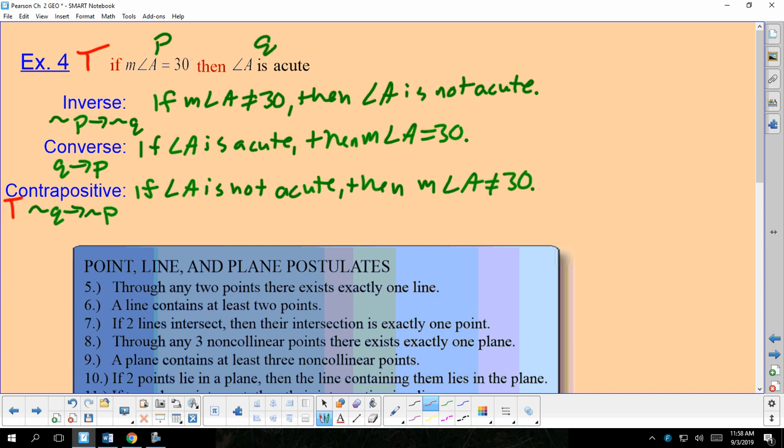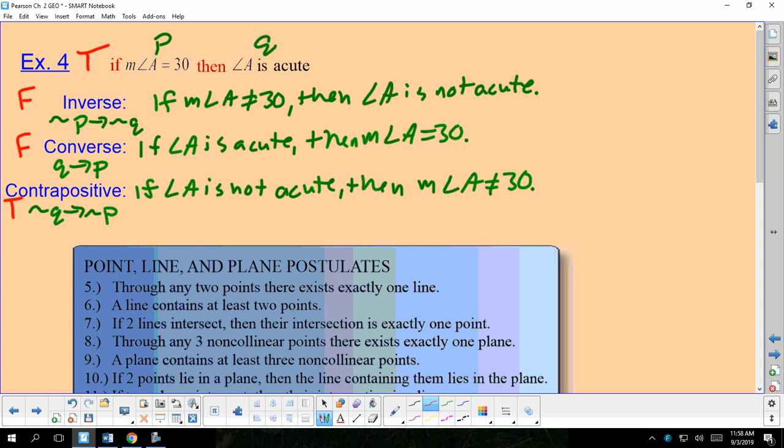Let's look at the inverse. If the measure of angle A does not equal 30, then it's not acute. Can anyone come up with a counterexample of that? If it's not 30, it could be 40 and still be acute. This is false. Converse: if angle A is acute, then it's 30 degrees. Now we can think of lots of other examples where angle A is acute but not equal to 30 degrees. So that's also false. So what we're getting at here is a way to come up with a good definition.